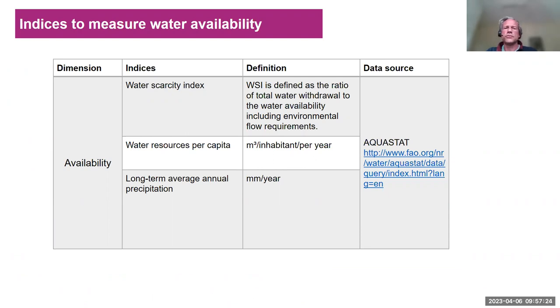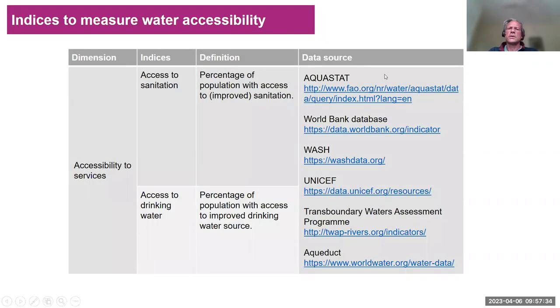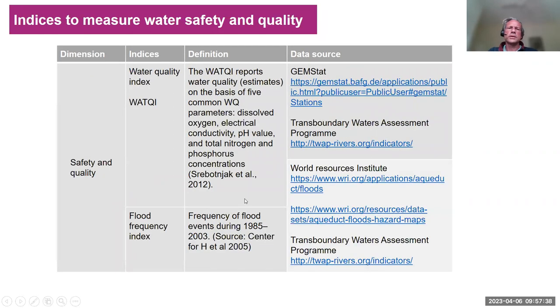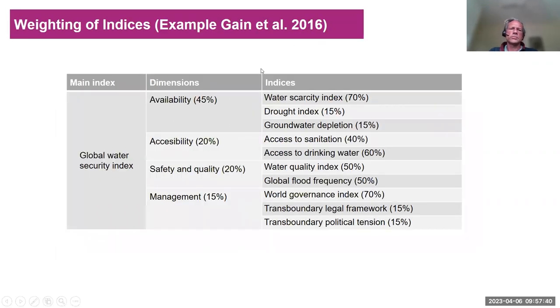And here is an example of how you could define these sub-indicators. What could be variables that enter into a water security index at the end? And also, where are the data sources? In this case, from global data sources. And at the end, you aggregate that somehow with a decision on weights.